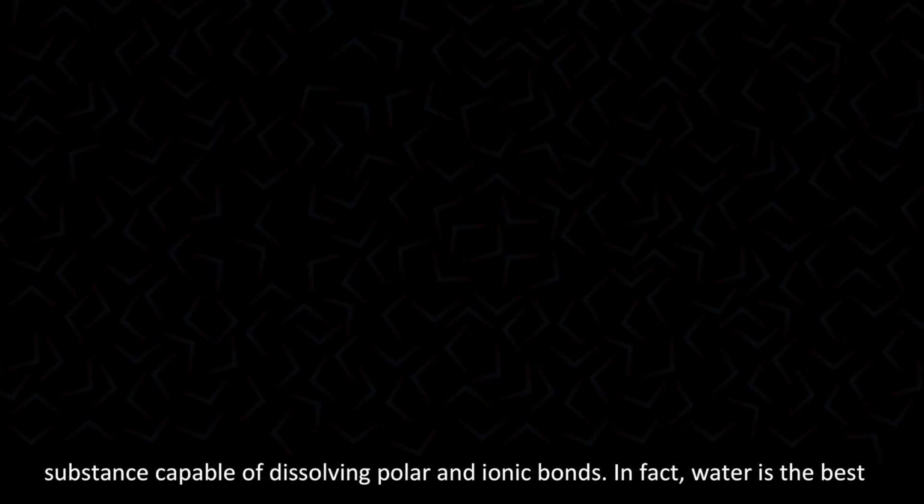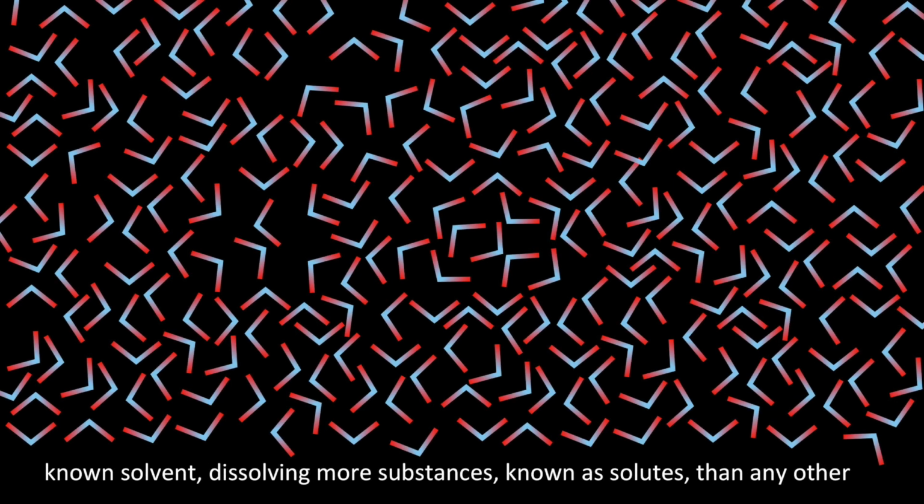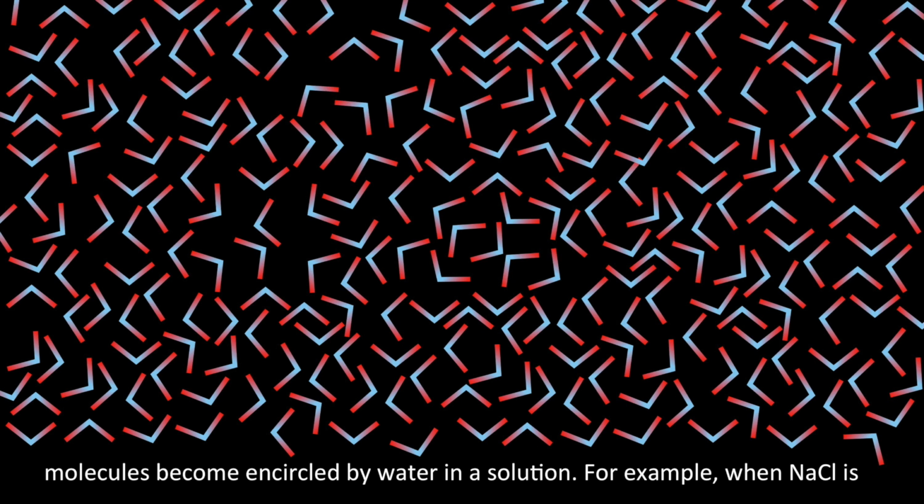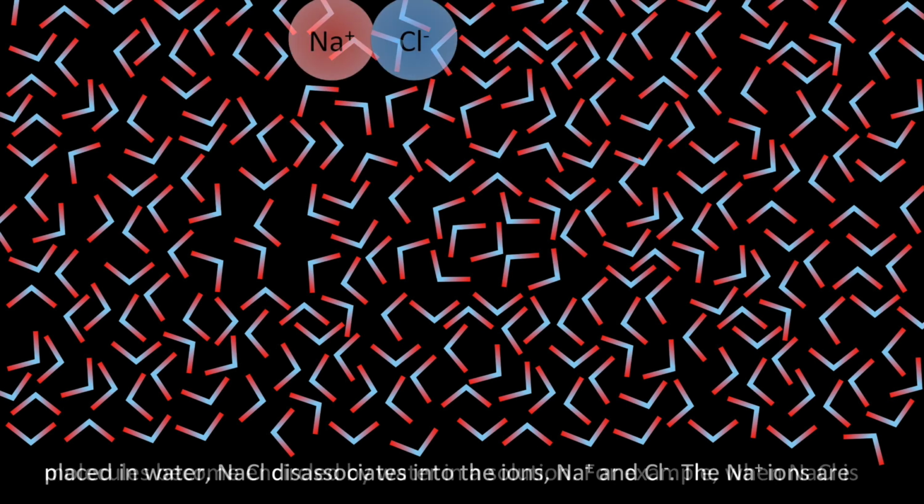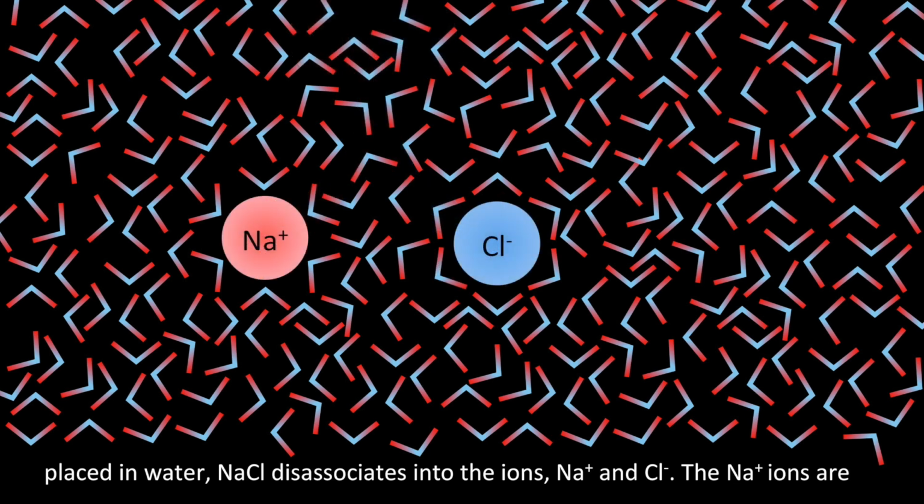Water's polarity, provided by its partial charges, makes it a solvent, or a substance capable of dissolving polar and ionic bonds. In fact, water is the best known solvent, dissolving more substances, known as solutes, than any other liquid. Water's partial charges bond with polar and ionic molecules, and these molecules become encircled by water in a solution. For example, when sodium chloride is placed in water, sodium chloride dissociates into the ions Na+ and Cl-.